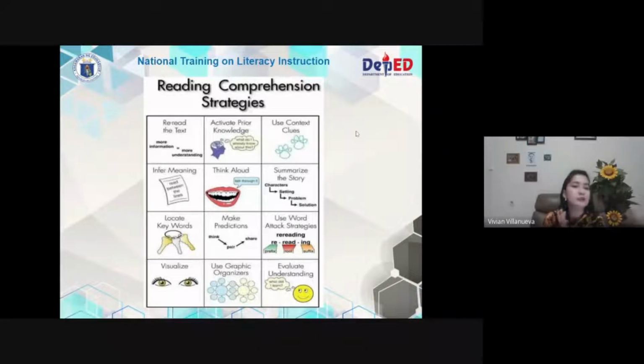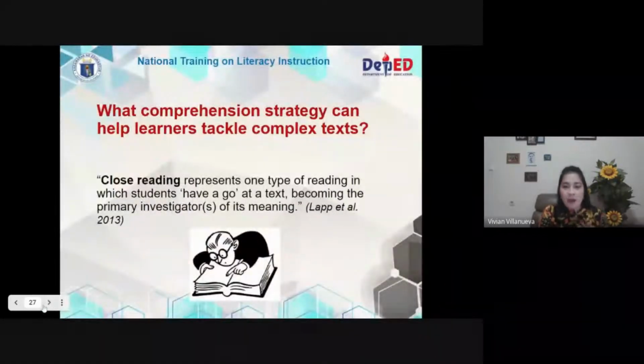Teachers, we don't really need to use all of these strategies in one big chunk. It depends on the needs of the learners and the profile of your learners. Let's say your learners are more visual or auditory learners or kinesthetic learners. You have to really know and understand your learners so that we can utilize their strengths and scaffold them with their weaknesses. Another strategy, close reading.